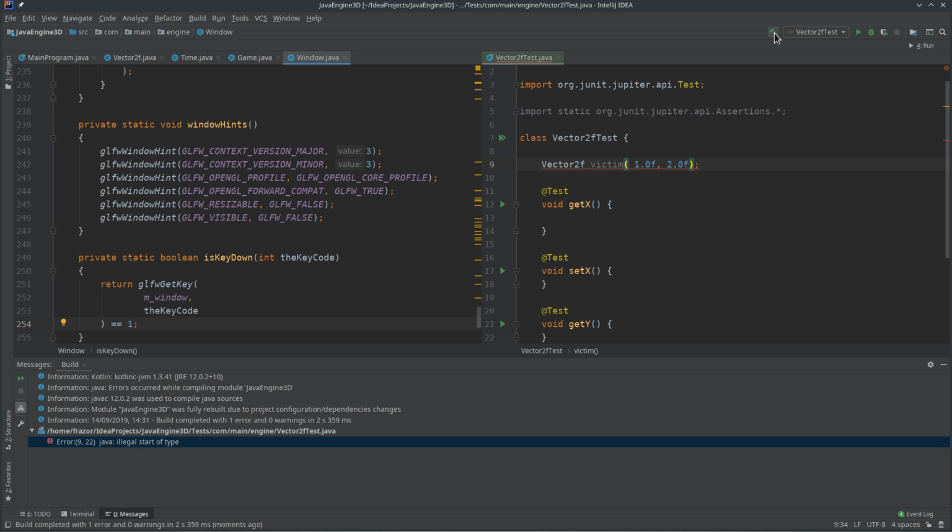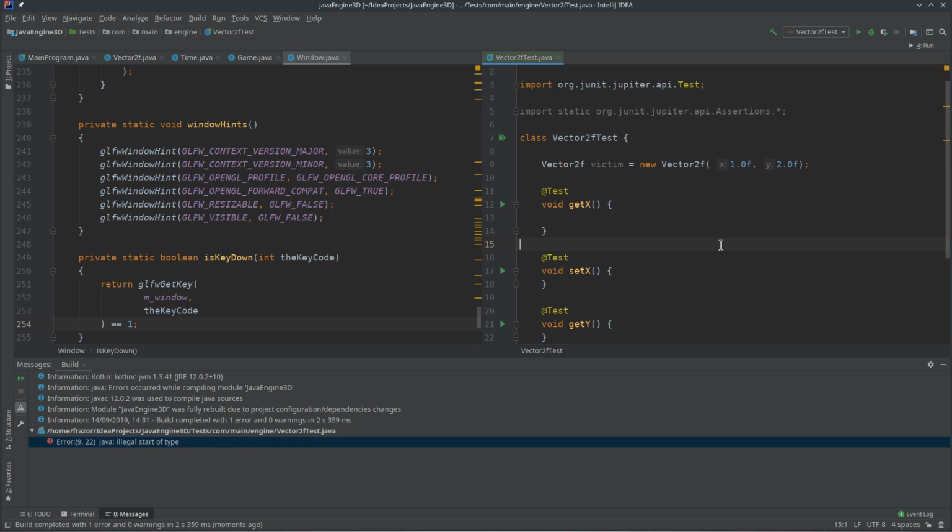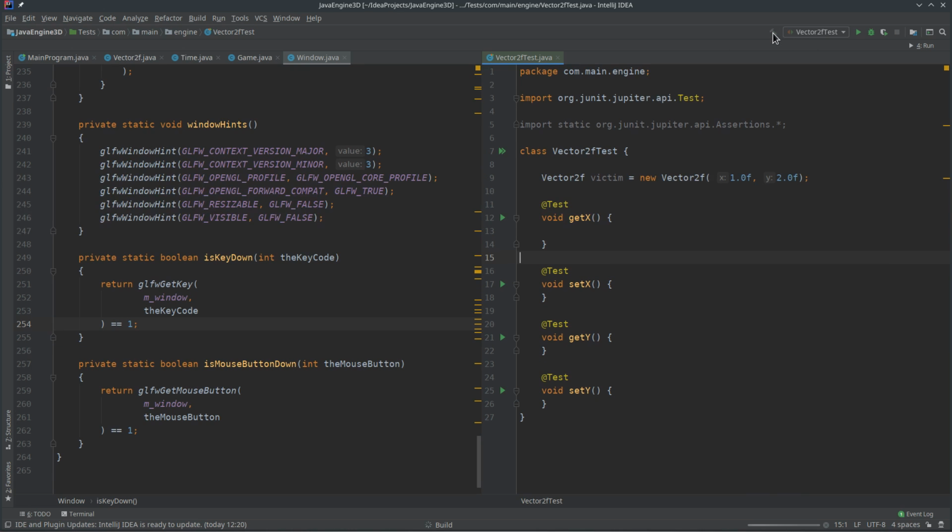Legal start of type. Oh, of course it is. That's C++. Whoops. So, over here, Vector2f victim equals a new Vector2f like that. Is that correct now? Yes, should be. Build that. Make sure we can build. Yes, we can. We're in a good place now.